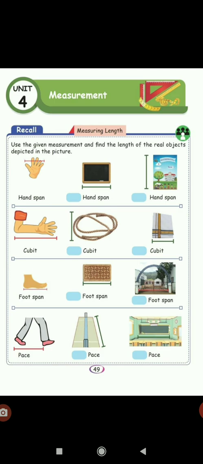Next, foot span. Measuring an object using the foot is called the foot span. We can measure the length of the mat and also the length of the gate using the foot span. The last one is pace. A pace is the distance covered by a step of a person. We can find the length of the cricket pitch and the length of the classroom using the pace.